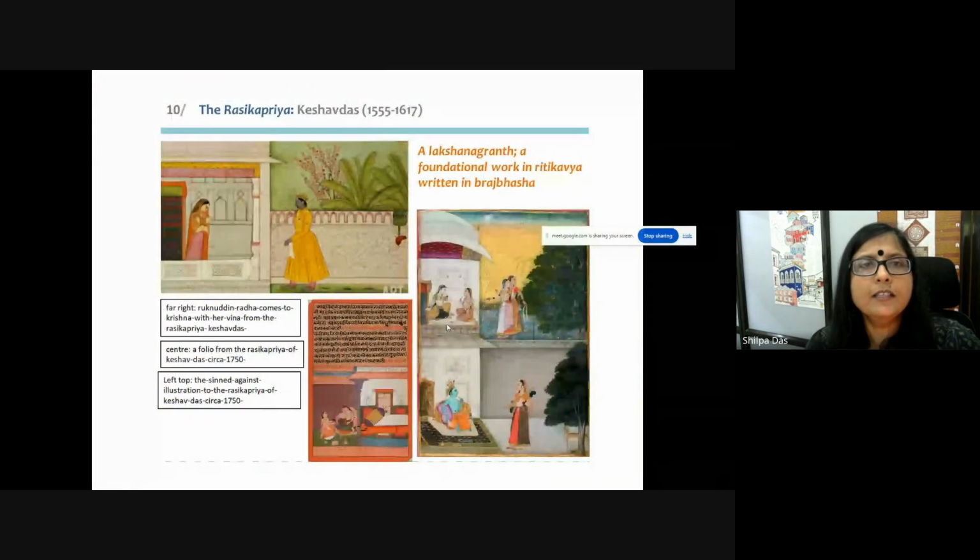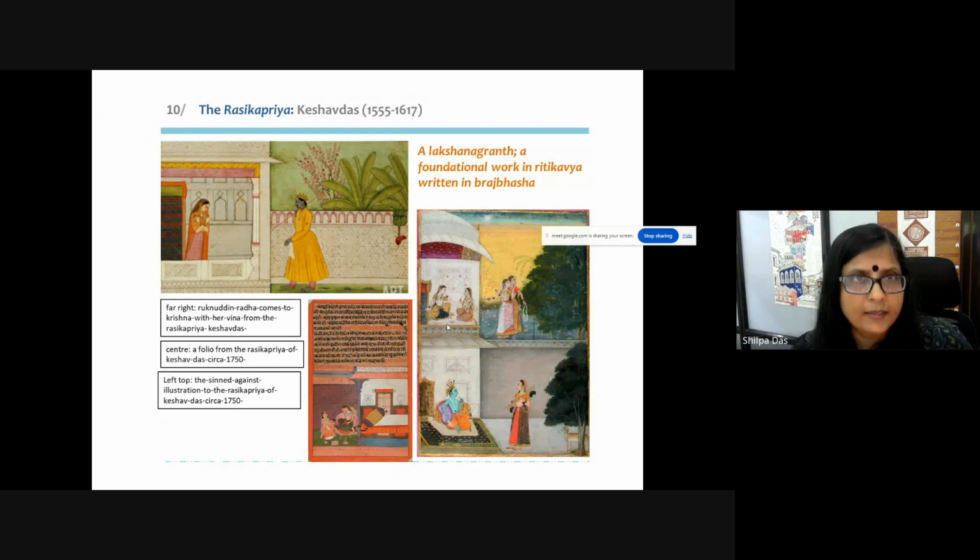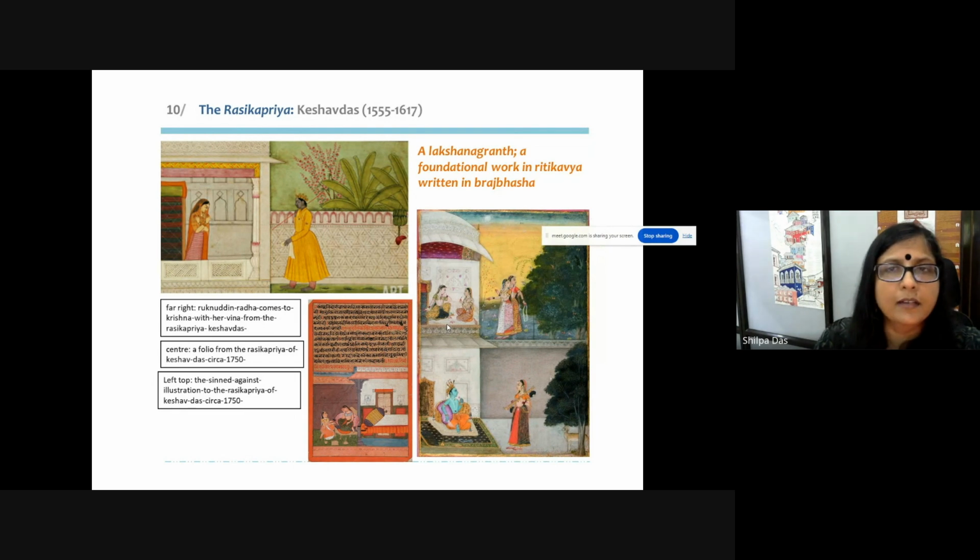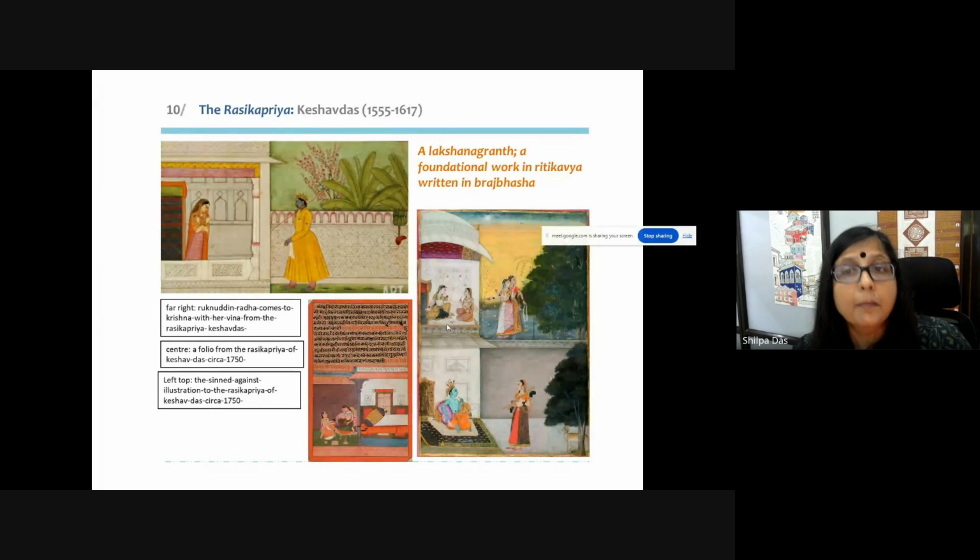So we have this poet called Keshav Das, who is a very typical Riti poet, as they are called. And his work, the Rasika Priya, is like an encyclopedia. It's what is called a Lakshana Granth. It's an encyclopedia of different kinds of Nayaks and Nayikas, their moods, their meetings, the messengers who pass messages between them. And as I said, it is a Lakshana Granth in Brij Bhasha.